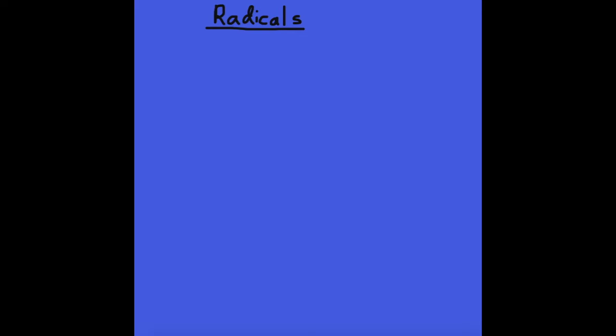We are going to learn about radicals. Before we learn about radicals, we need to see the perfect squares. This means to multiply a number by itself.